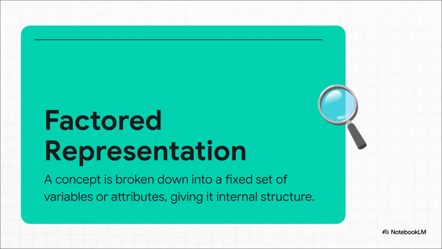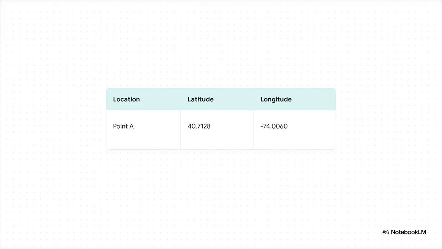With a factored representation, we're not just using one single black box label anymore. Instead, we start to break a concept down into a fixed set of attributes or features. So we're not just labeling something, we're actually starting to describe it. And this is what solves our GPS problem. Instead of one atomic label, a location is now factored into two distinct attributes: its latitude and its longitude. And suddenly, a machine can compare these values. It can actually calculate the distance between any two points. It can finally understand the concept of nearness.